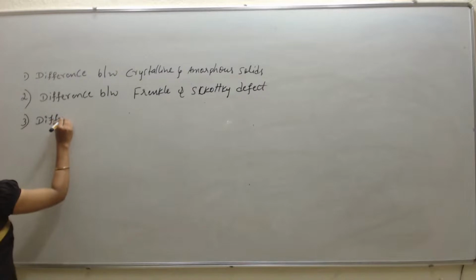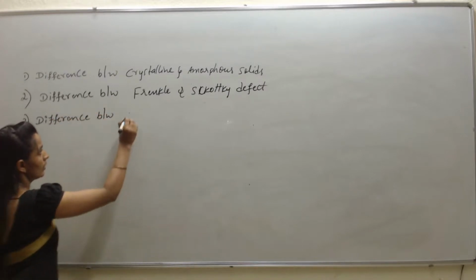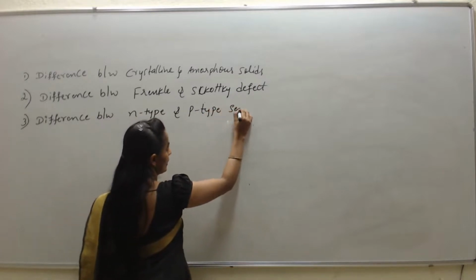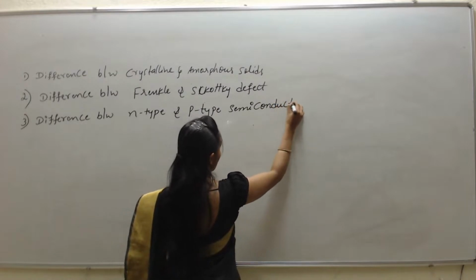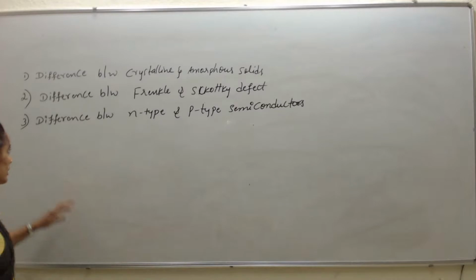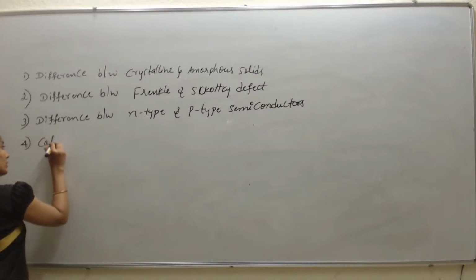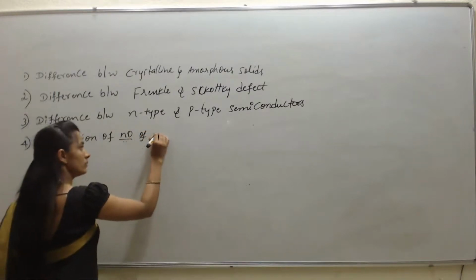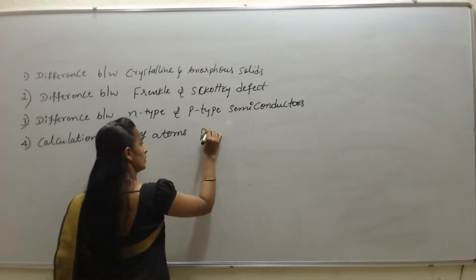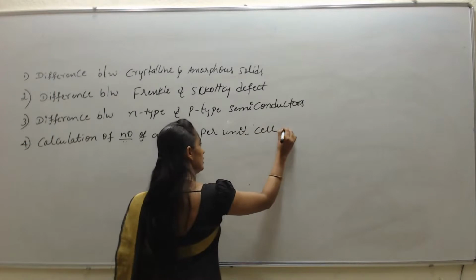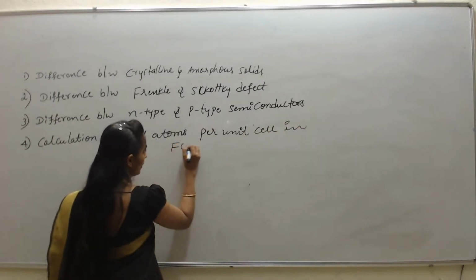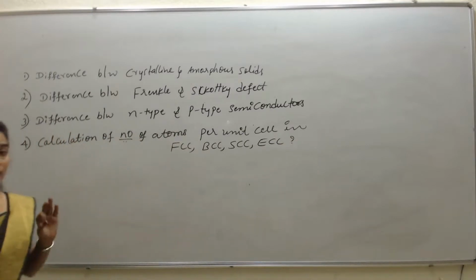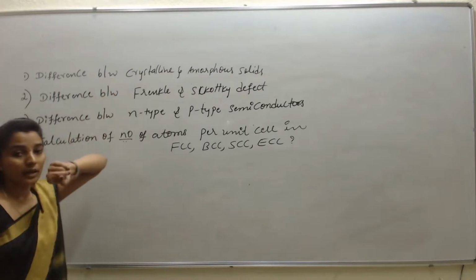So again, difference between N type and P type semiconductors. Okay, next, calculation of number of atoms per unit cell in FCC, BCC and SCC. Among these three, any one is compulsory for the annual examination.